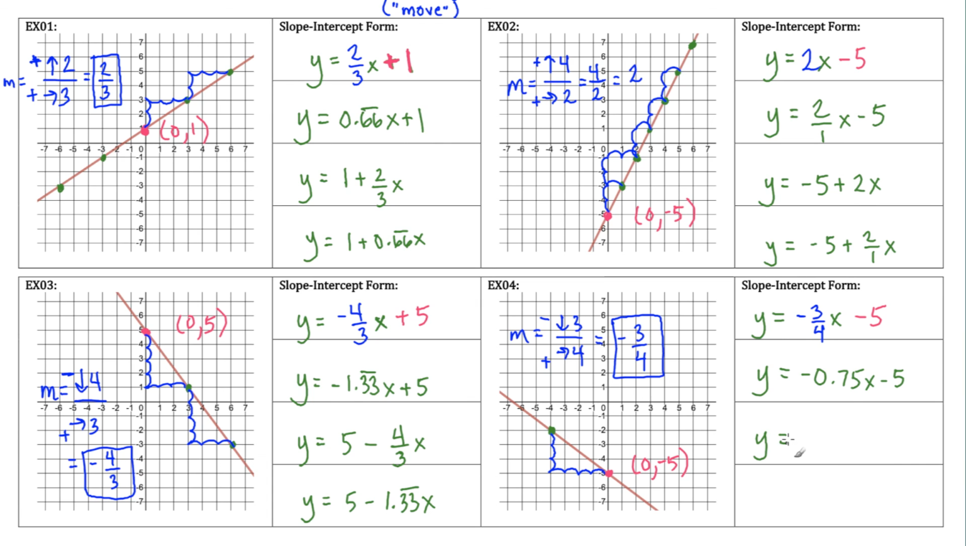And let's move this around. So negative 5, or minus 5, to keep its negative value, I'm going to write negative 5. And then to keep this negative value, I will write minus 3 over 4x. So y equals negative 5 minus 3 over 4, minus 0.75, 75 hundredths x.